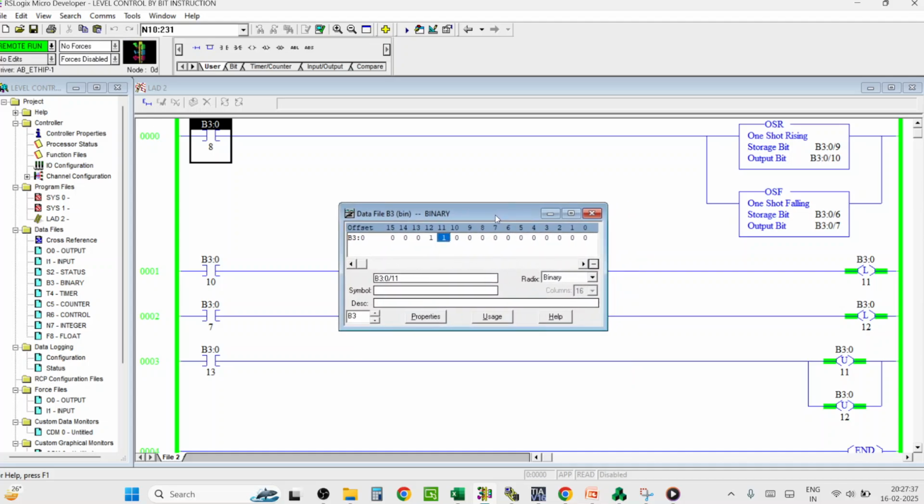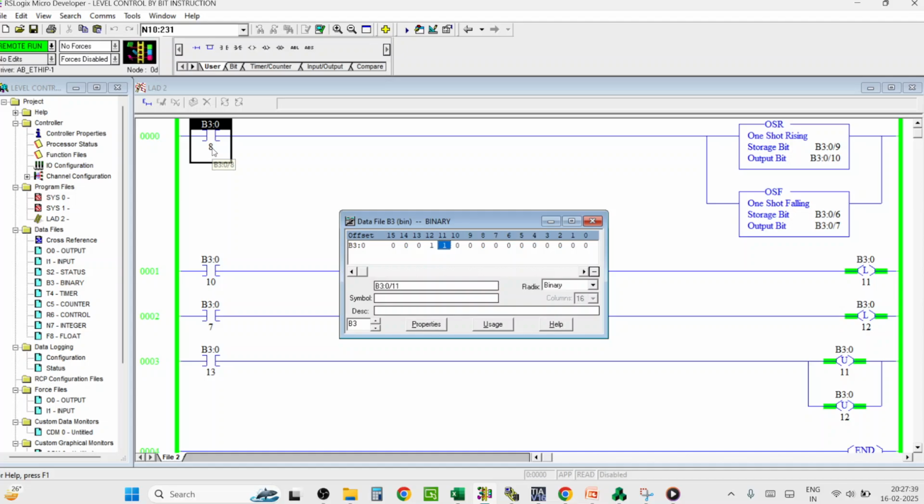Okay, now in this case you can see when bit 8 is turned to 0, bit number 7 was set to 1 for one scan cycle, and because of that bit number 12 is latched. Bit number 12 is high. Now I'm going to reset both the bits again, and again we are going to see the effect. Now when bit number 8 goes high, the OSR instruction is going to make bit number 10 high, and when bit 10 is high, bit 11 is going to latch and set to 1.